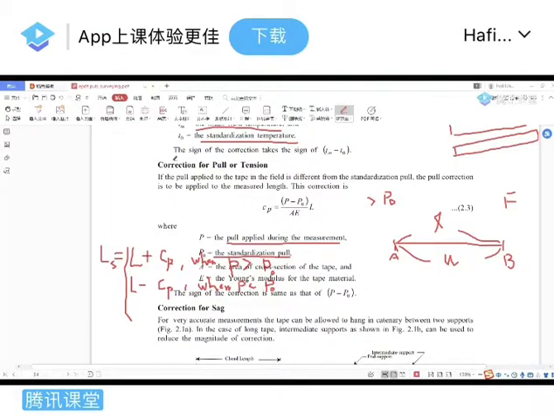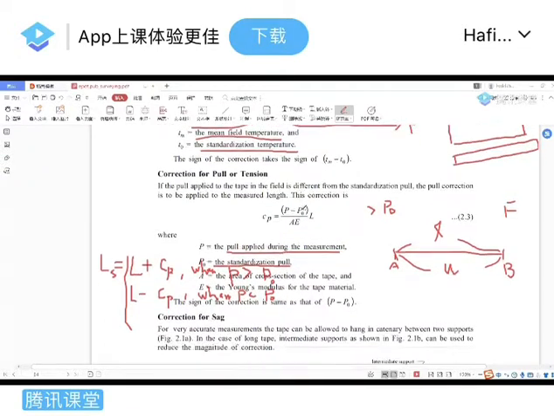And if you really buy a tape, normally they'll give you this kind of information. They'll give you A, they'll give you E, and they'll give you P0. So all these are P0, A, E. They'll give you this information in the brochure of your tape. When you open the box, normally you will get this information. Based on these three parameters, you can easily convert them based on how much you pull.